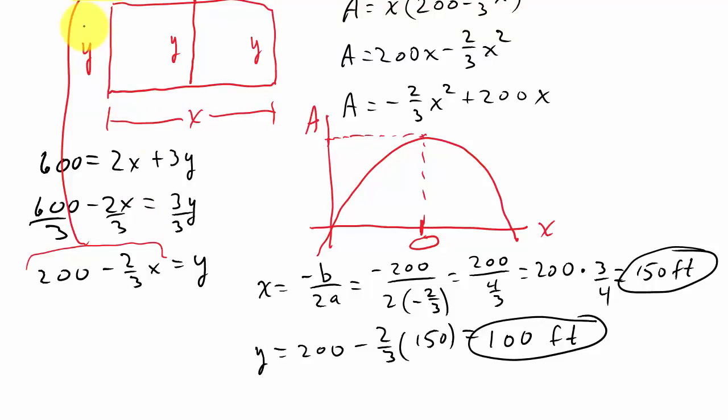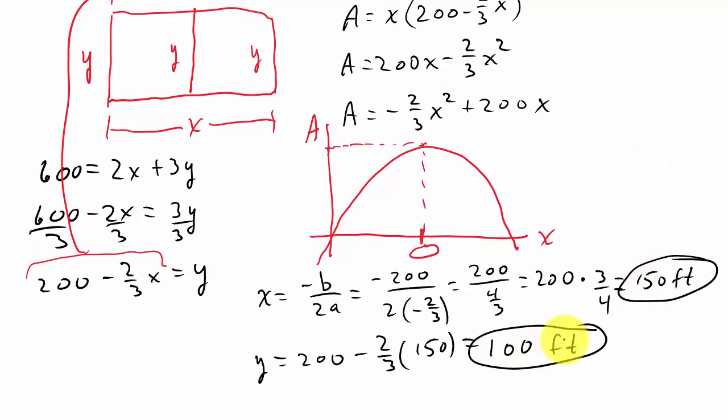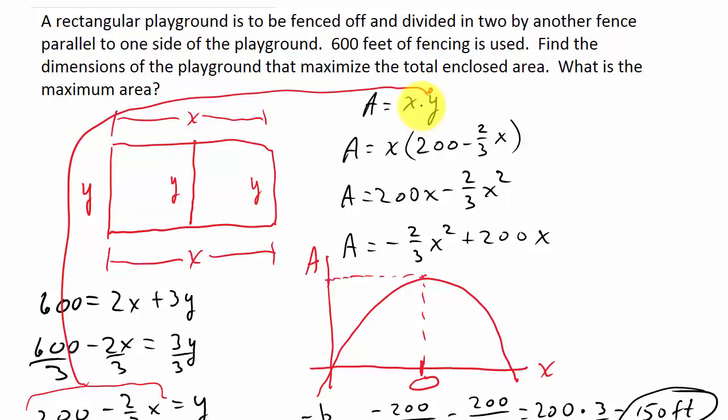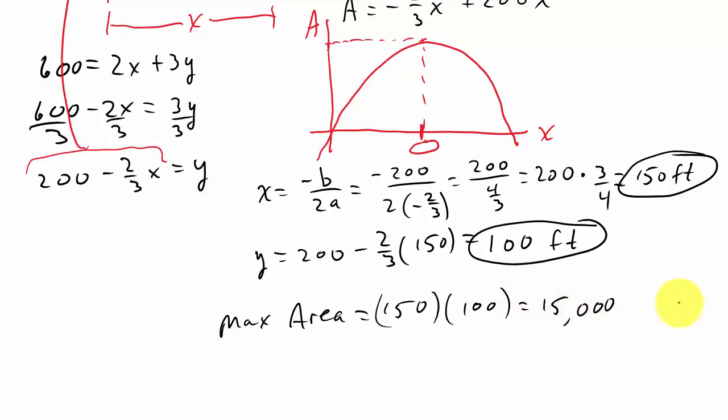Now I need to know what the maximum area is. All I have to do is take the x and the y value and plug them into the area formula, and that will give me my maximum area, because they want to know what the maximum area is. And so the maximum area is equal to 150 times 100, which is equal to 15,000 square feet.